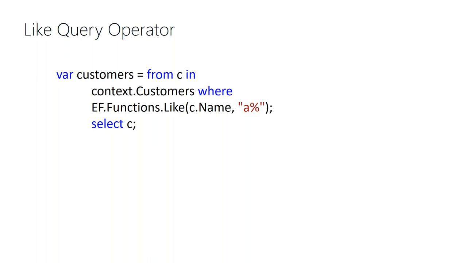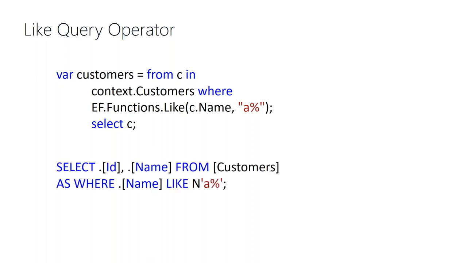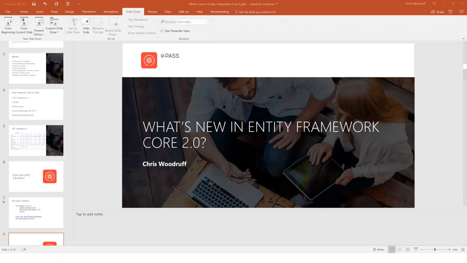So what this is saying is we want all customers that have a customer name that starts with an A. And so what we get back with that is just like what you would expect in a SQL select statement: select ID, name from customer where name like a wildcard. So it's pretty easy. I do have a demo that will show that.